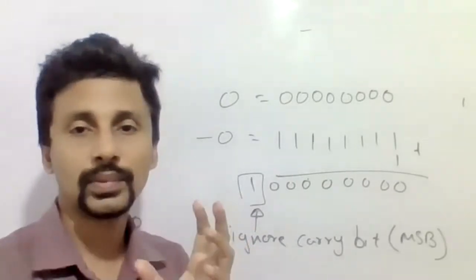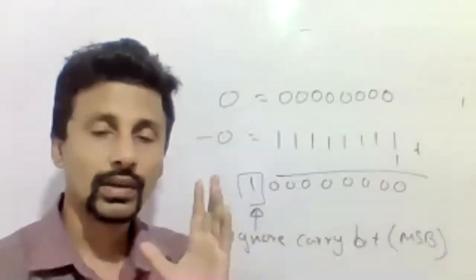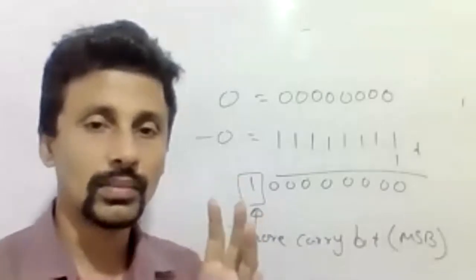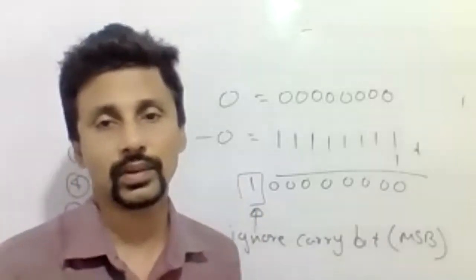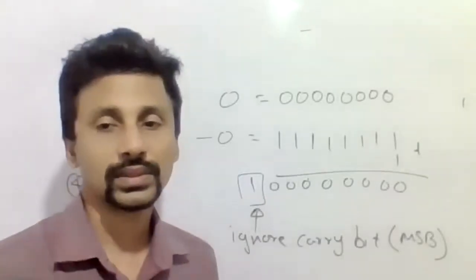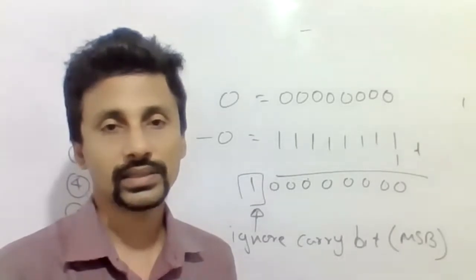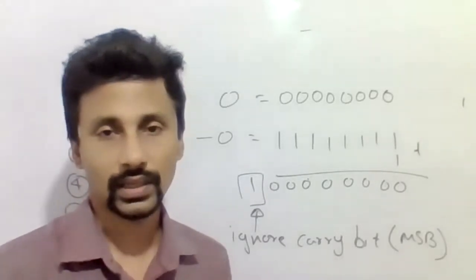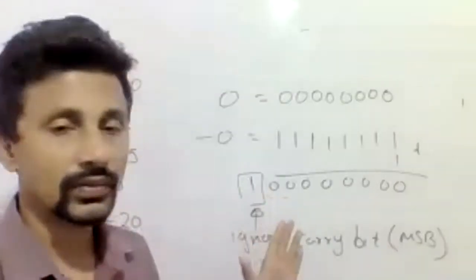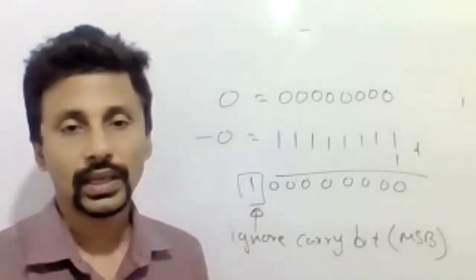So in twos complement, you don't have separate values for minus 0 and positive 0. That means for 0 only one value is there in two's complement. But in one's complement, I think you can remember, you had two values for 0, minus 0 and positive 0. In two's complement you will have only one value for 0, and make sure if you get a 9th bit, you have to ignore it.